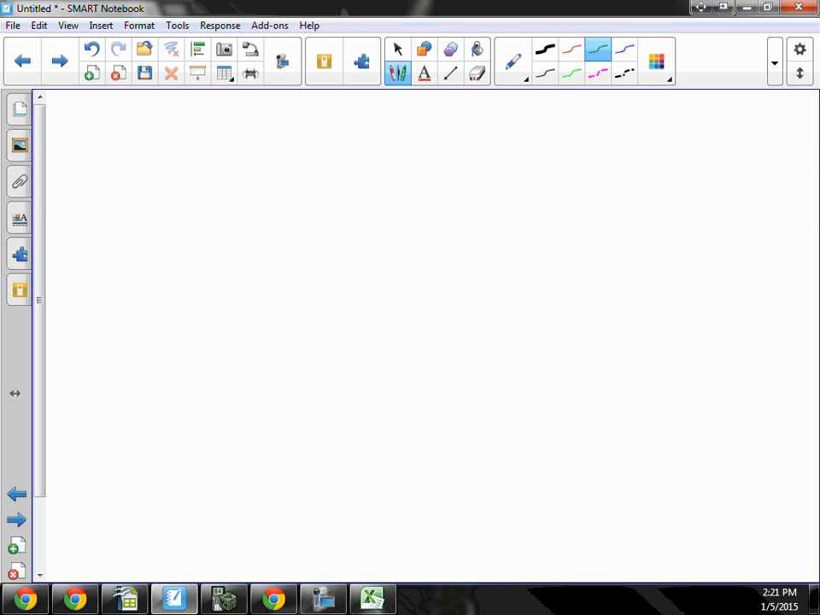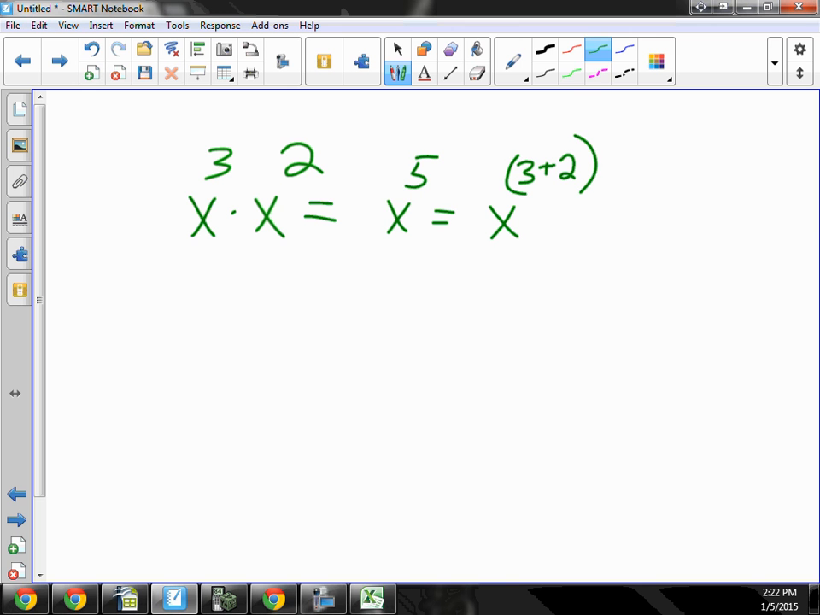So if I had x to the third times x squared, can I combine those? Yes. Why am I allowed to combine them? The same base, right? So this is the same as x to the 5th, which is x to the 3 plus 2. Everybody gets that, right? Well, what if I had x to the 3rd times y squared? I can't combine them because the bases are different. Okay? And I don't know what the bases are, but anyway. So that's not possible.